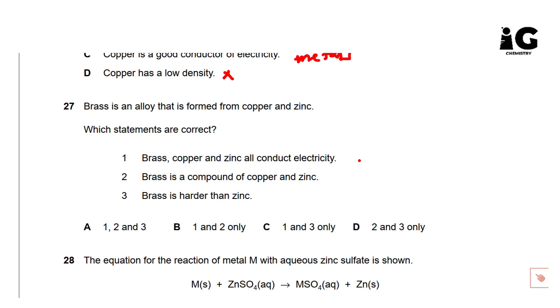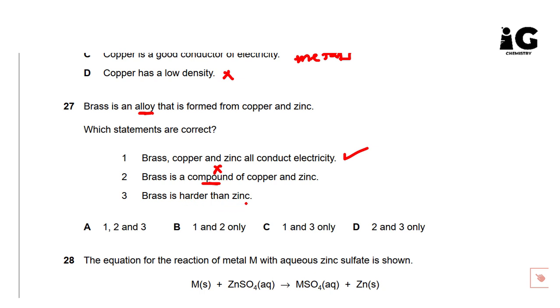Which statements are correct? Brass, copper, and zinc all conduct electricity. Yes, because all of them are metals, and metals are good conductors of electricity. Brass is a compound of... so this one is not correct. Brass is not a compound actually, because it is an alloy, which is a mixture, not a compound.